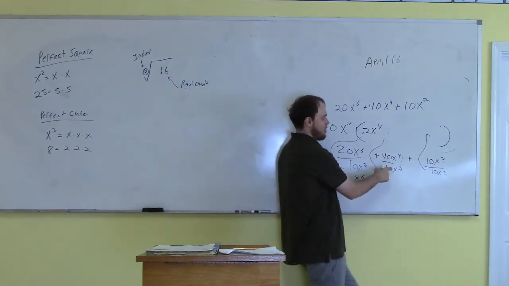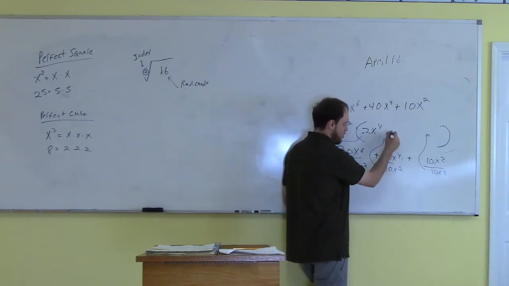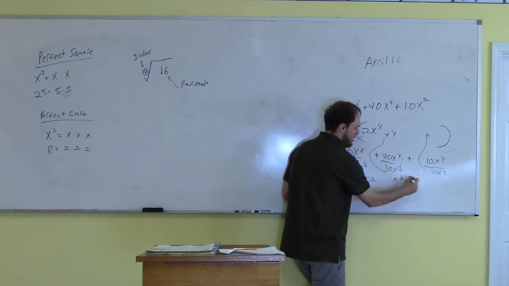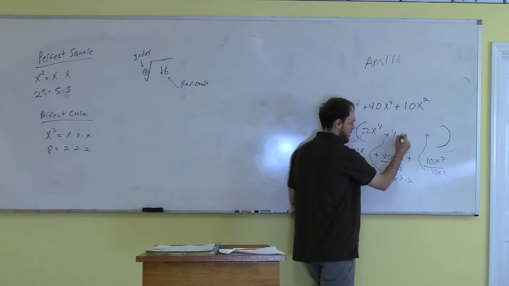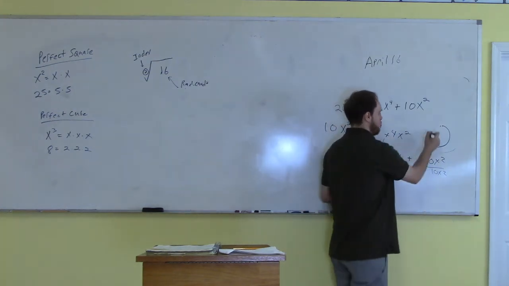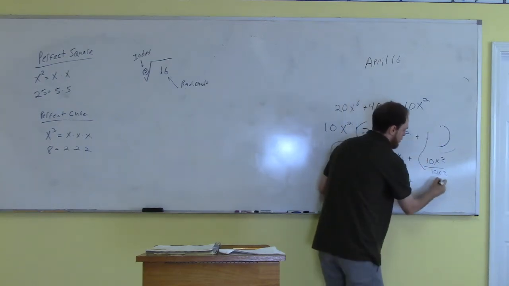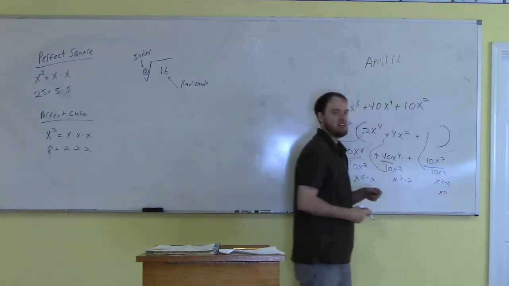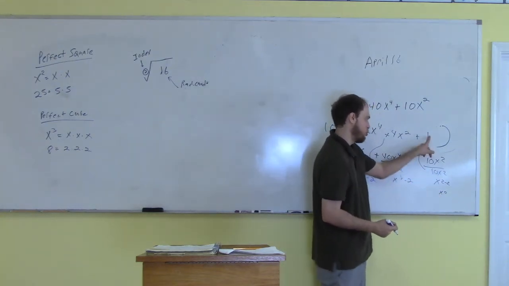The second term is going to be 40x to the 4th divided by 10x squared. 40 divided by 10 is 4. And then I do x to the 4th minus 2, subtract the exponents. And so 4 minus 2 is just 2, so it would be x squared. Then the last one, 10 divided by 10 is 1. And then x squared divided by x squared would be 2 minus 2, which would be x to the 0. Which again, anything to the 0 power is just 1. So it's really just 1 times 1, which is just 1.